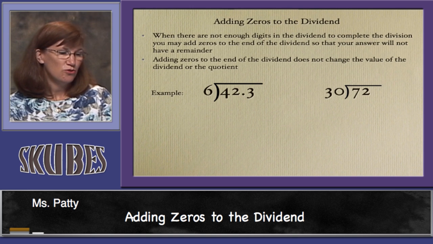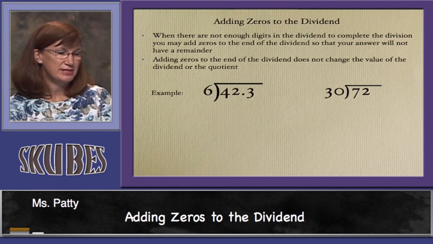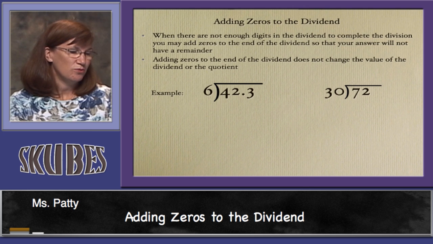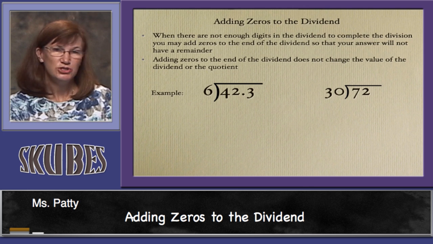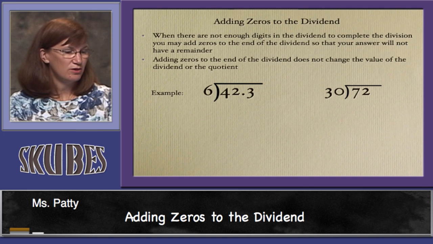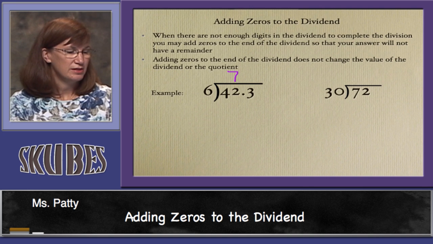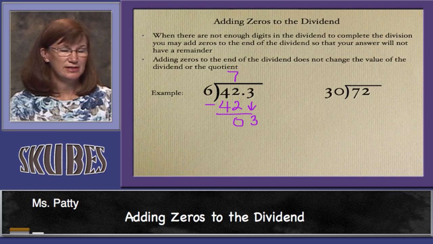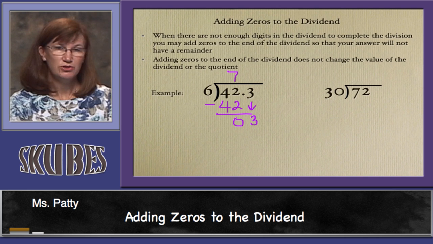In our first problem, 42.3 divided by 6. We'll go through our 5 steps of division as always. We'll estimate. We'll say 42 divided by 6. That would be 7. 7 times 6 is 42. We subtract. We get 0. We bring down our 3. 3 divided by 6, well, I can't do that. So what do I need to do?